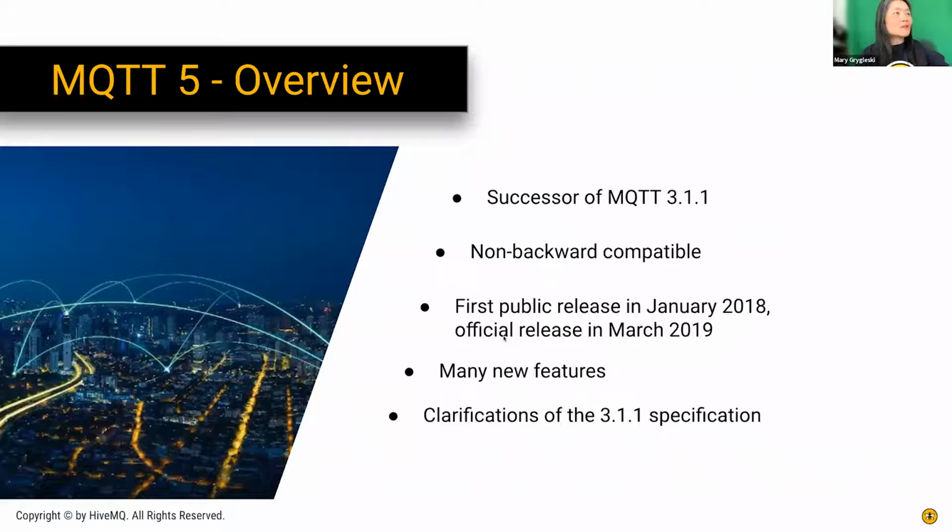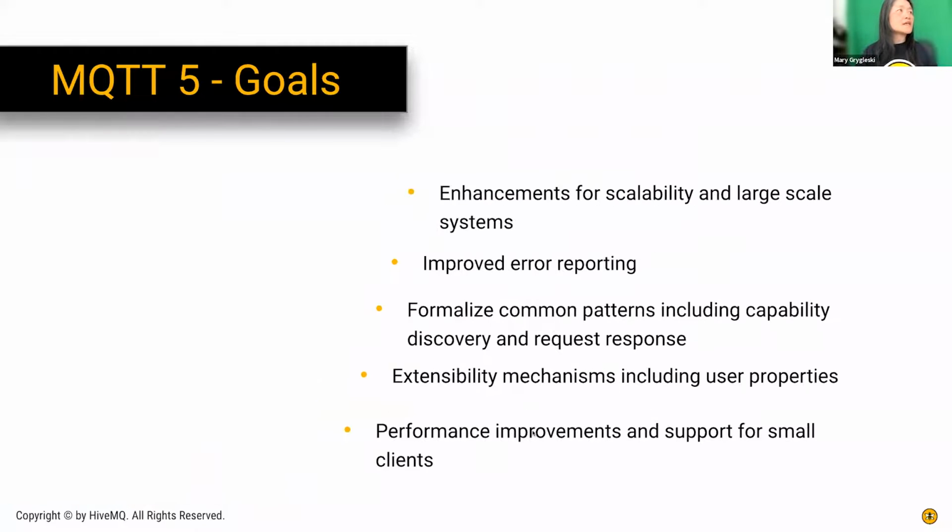Okay, so it was first released in January of 2018, and the official release, really GA, was in March of 2019. So it's a relatively new protocol, and it's catered more for the cloud native world that we live in now, allowing for better scalability and robustness. It has many new features, and it clarifies a lot of the 3.1.1 specification.